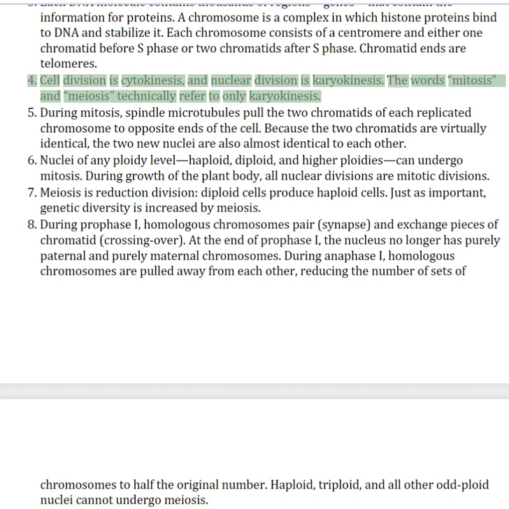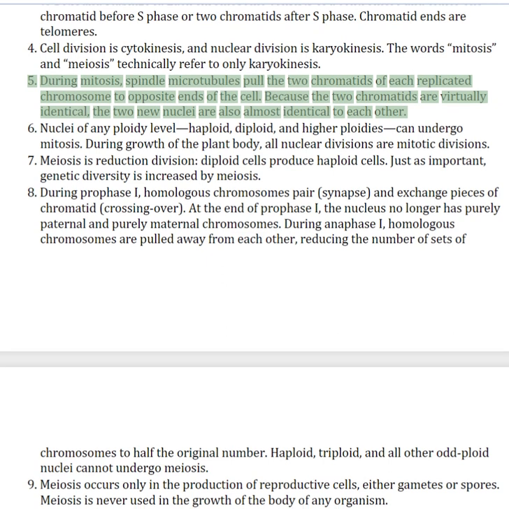4. Cell division is cytokinesis, and nuclear division is karyokinesis. The words mitosis and meiosis technically refer to only karyokinesis. 5. During mitosis, spindle microtubules pull the two chromatids of each replicated chromosome to opposite ends of the cell. Because the two chromatids are virtually identical, the two new nuclei are also almost identical to each other.